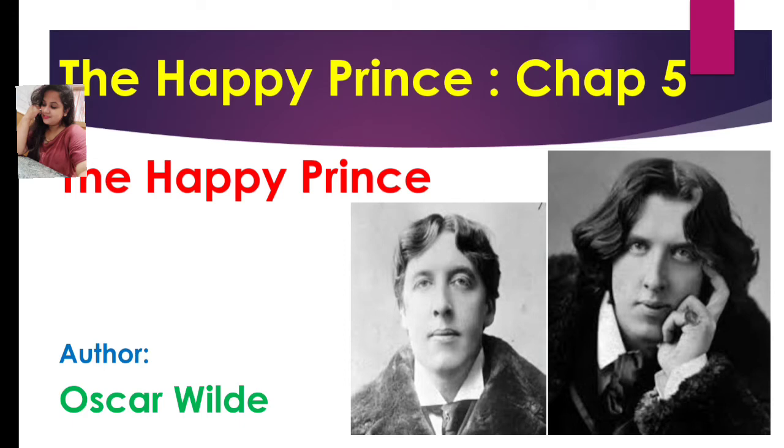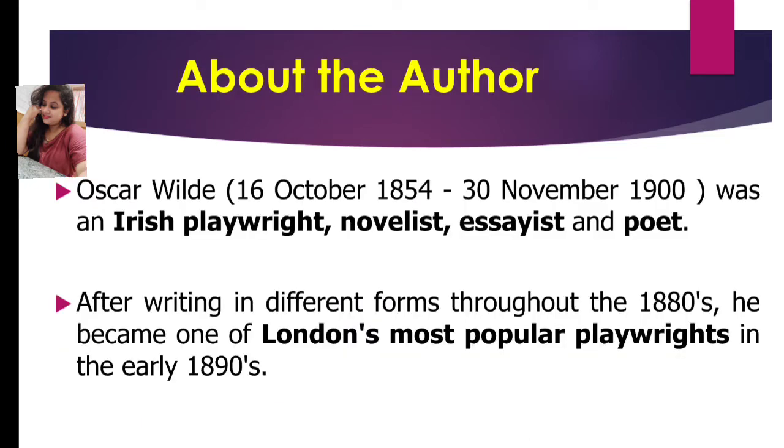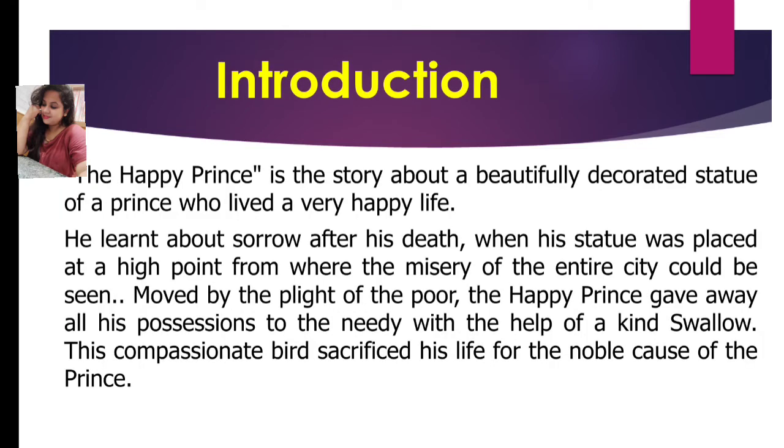Today we are going to discuss the summary of The Happy Prince, Chapter 5 of Class 9th English. The author is Oscar Wilde. Let's know some facts about the author. Oscar Wilde was an Irish playwright, novelist, essayist and poet. After writing in different forms throughout the 1880s, he became one of London's most popular playwrights in the early 1890s.